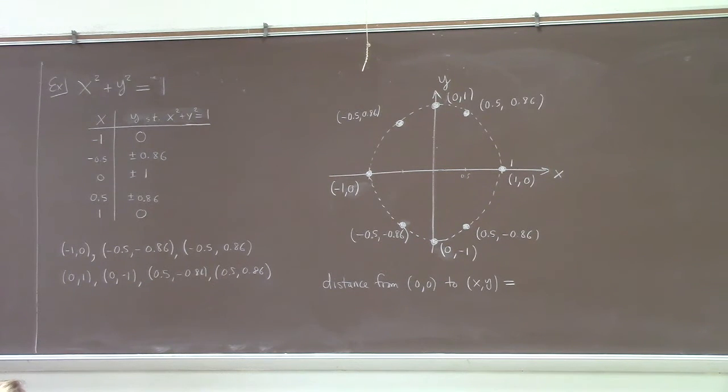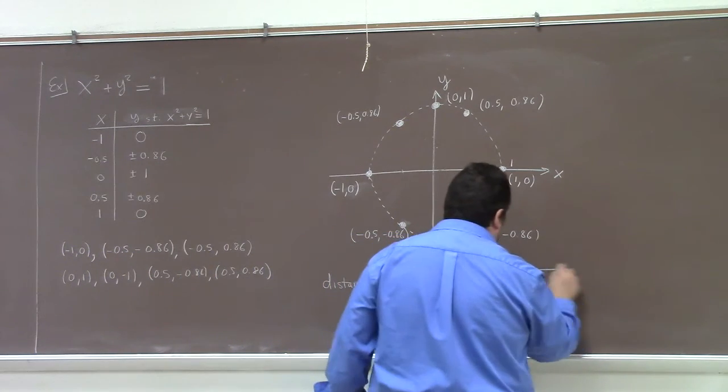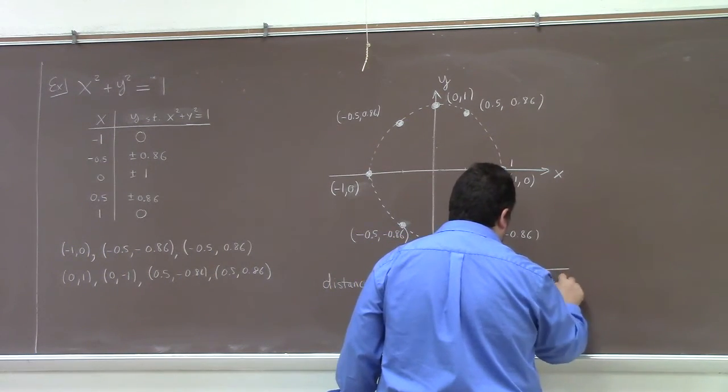And this formula still makes sense if the point is in quadrants 2, 3, or 4. Doesn't care about the signs. I mean, that's the distance formula for a point from the origin. We take the square root of the sums of the squares. That gives us the distance from the origin. So the distance from 0, 0 to xy is the square root of x squared plus y squared, right?